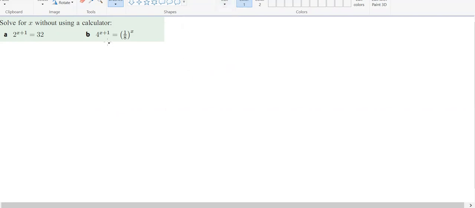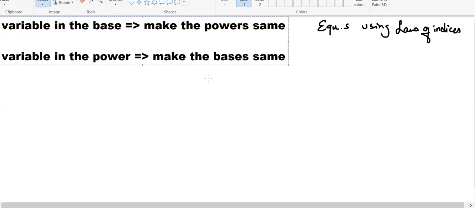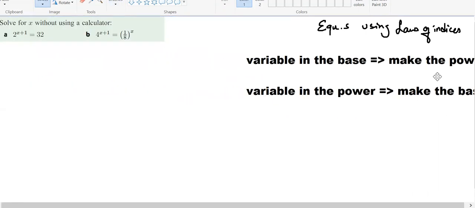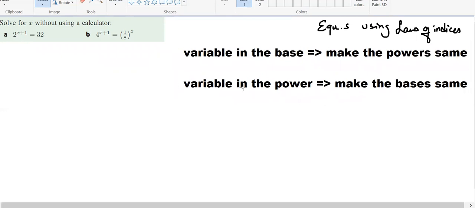These types of questions involve indices, but they are asking you to solve equations. So we can categorize them as equations using laws of indices. For that, I have a very simple keynote that will work very well for you. It goes like this: variable in the base, you make the power same.